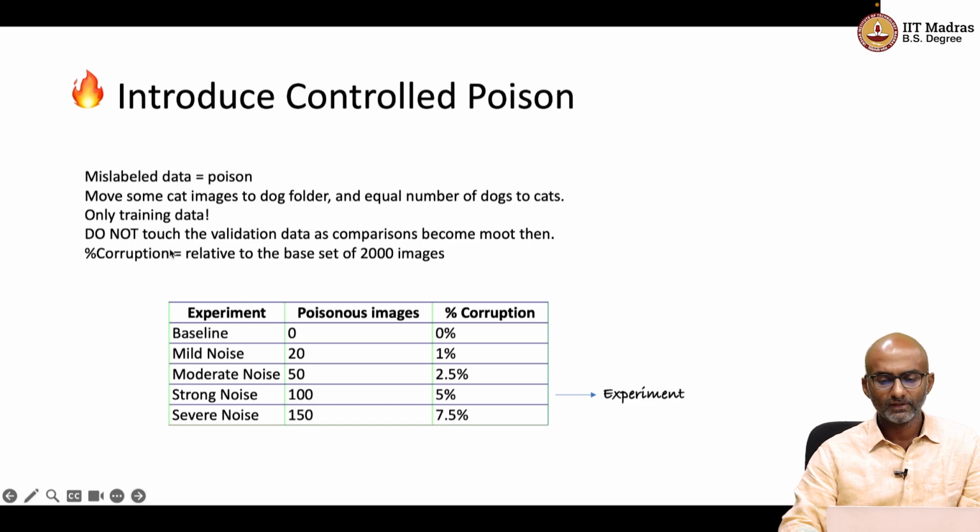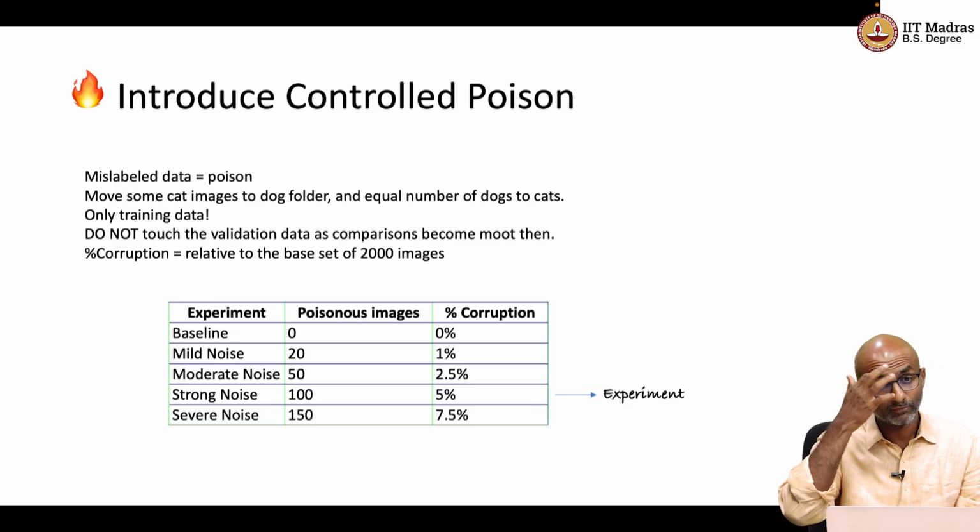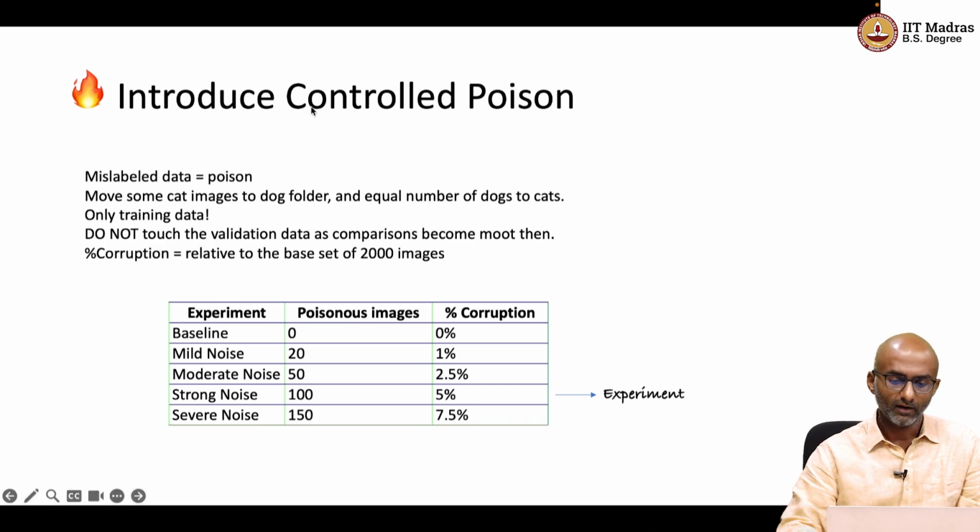I'm going to define a poison metric called percentage corruption. Our base image sample size is 2000 images. So on top of that, go make some change, right? You can think about this experiment as one of introducing noise or introducing poison, doesn't matter. But basically there are multiple parameters possible, multiple levels to which the poison can be introduced, right? Obviously, no poison introduction is just no images changed.